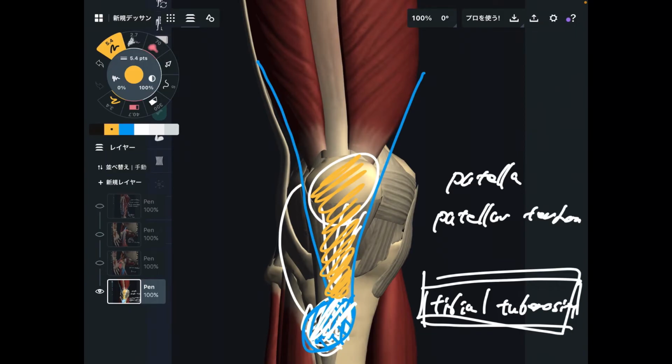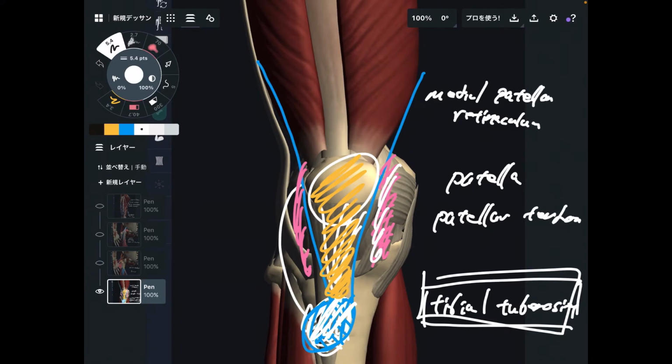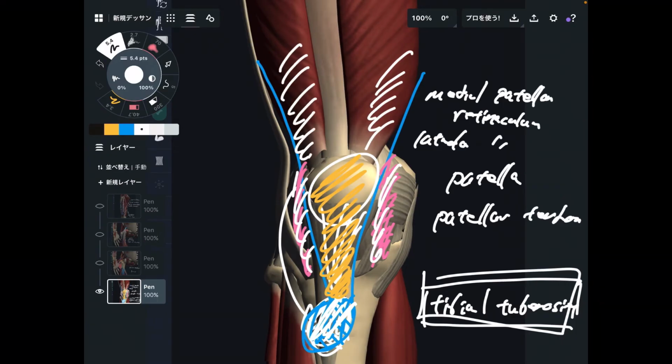Then there's another important thing. There's connective tissue around the knee joint. It's very important connective tissue. I want to focus on this longitudinal connective tissue. This medial part is called the medial patellar ligament or medial patellar retinaculum. On the other hand, the lateral one is the lateral patellar retinaculum. Vastus medialis and vastus lateralis attach to the tibia, particularly the medial condyle and lateral condyle, via these connective tissues.